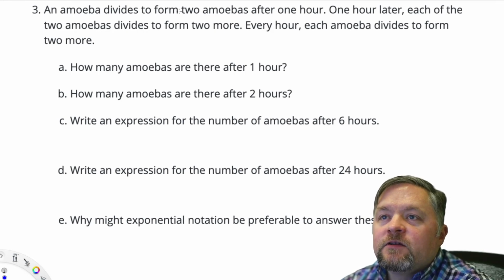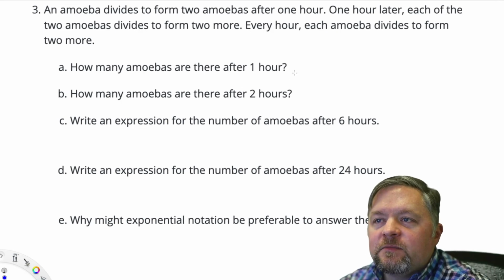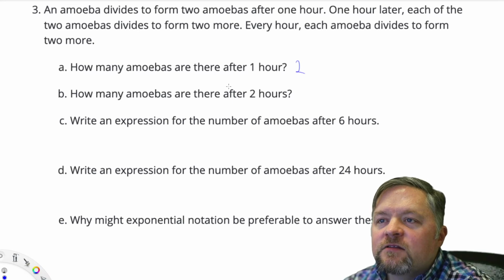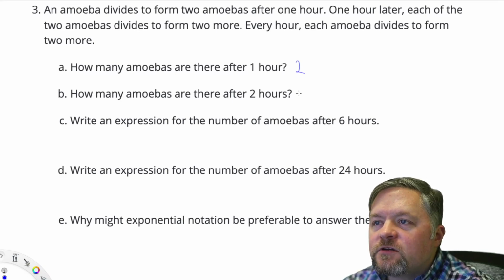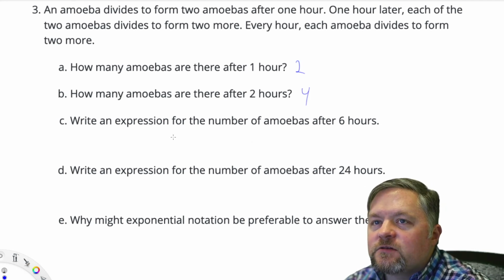An amoeba divides to form 2 amoebas after 1 hour. How many amoebas are there after 1 hour? 2. How many amoebas are there after 2 hours? 4.